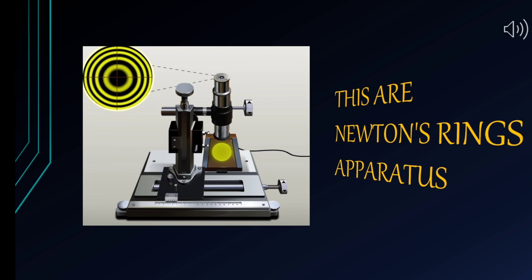These are the apparatus required for Newton's rings. As you can see in the diagram, this is the apparatus required for Newton's rings.